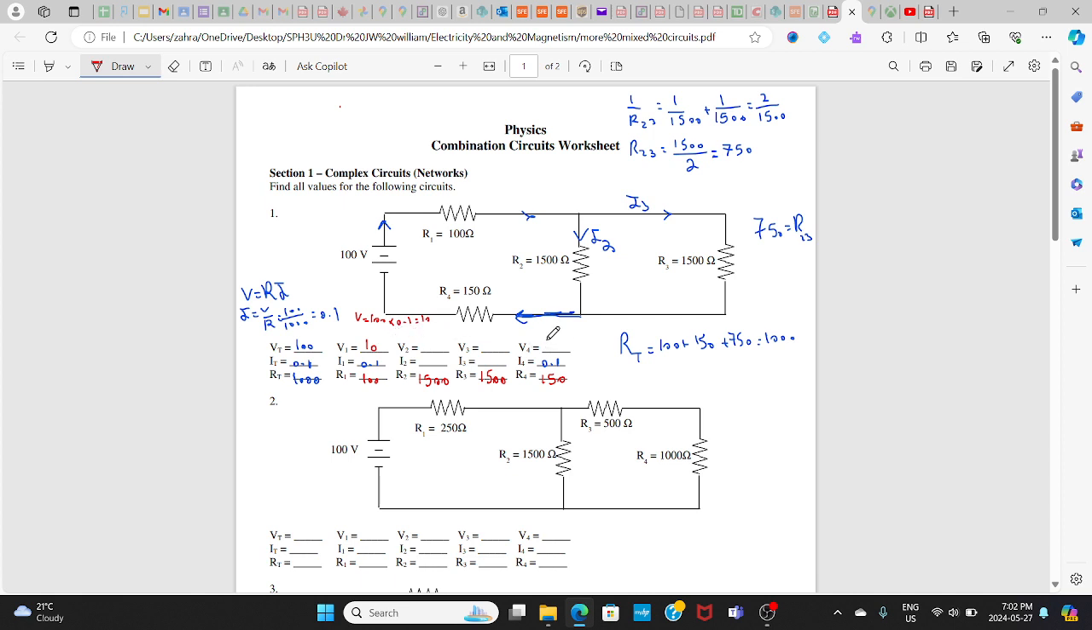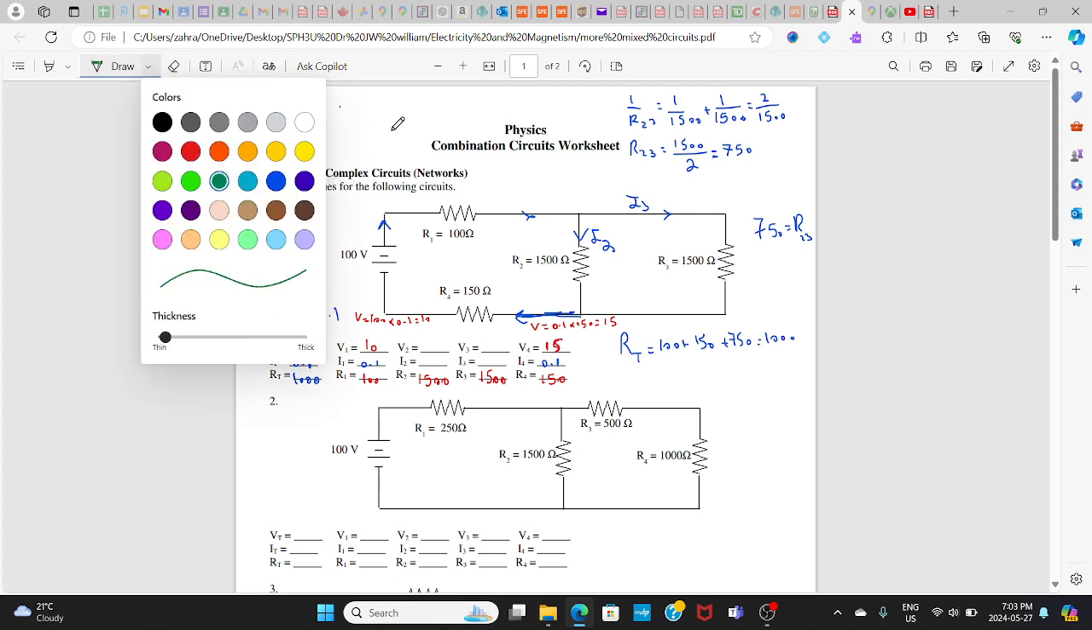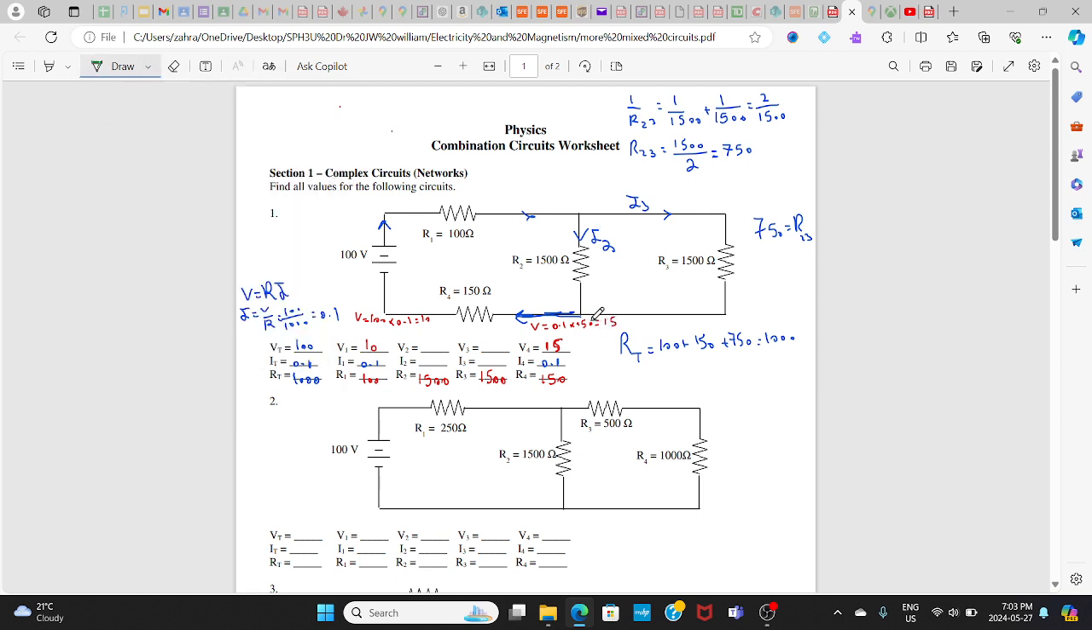Now here I can find V. So V again is Ri. So 0.1 multiplied by 150 is going to be 15. Now, how does it help me? Because I know the total V across R2 and R3 is going to be the same because they are in parallel, right? The V across the whole thing here is going to be the same. We just have one V here.